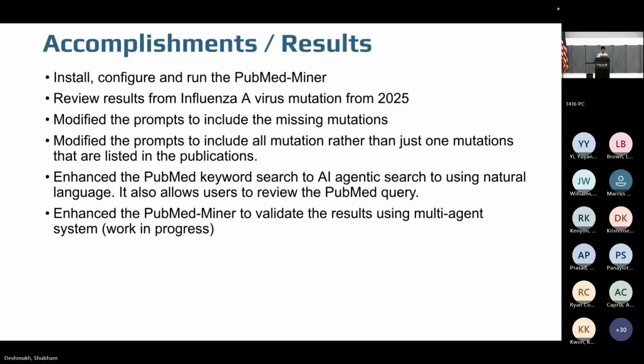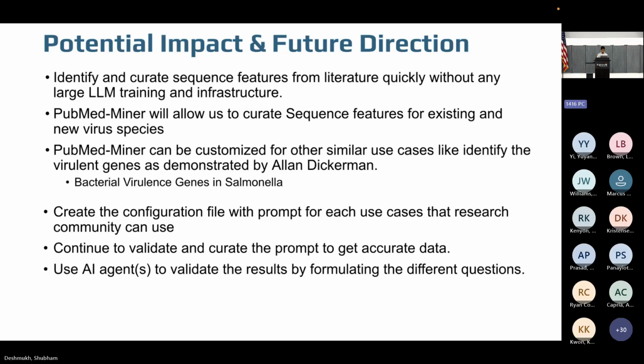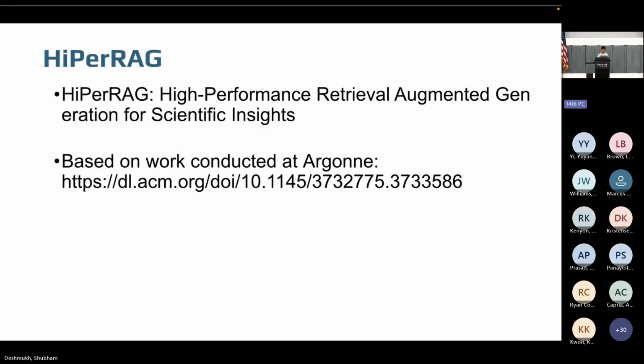As for the future directions, as I said earlier, we will continue to configure a file that is useful for different use cases. For influenza A, this could be a prompt; for dengue, this could be a prompt. So everyone can use those kinds of prompts for their own use cases. And we will still work on the AI agentic part to validate the results by asking the questions multiple times to make sure that we are getting good accuracy of results.